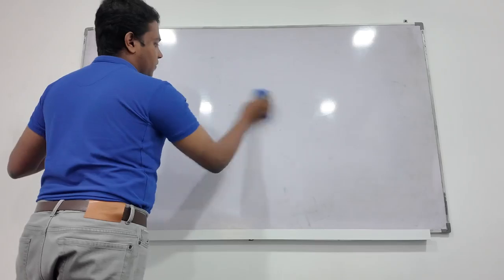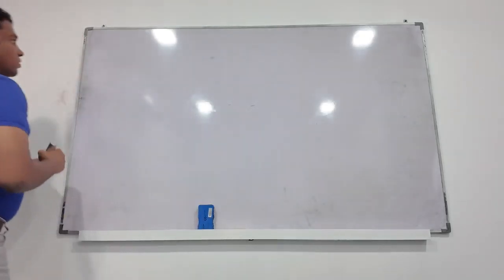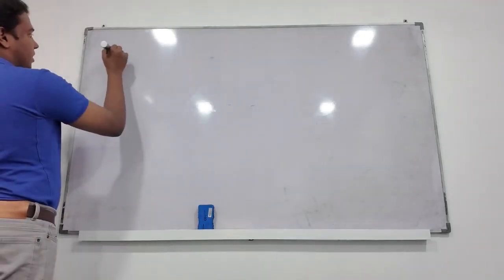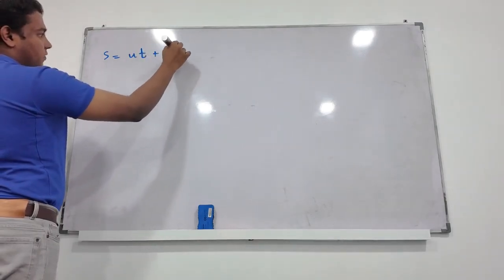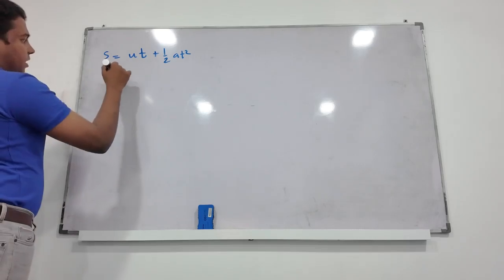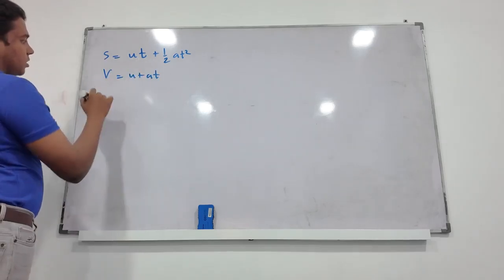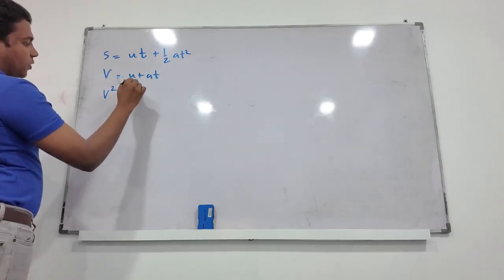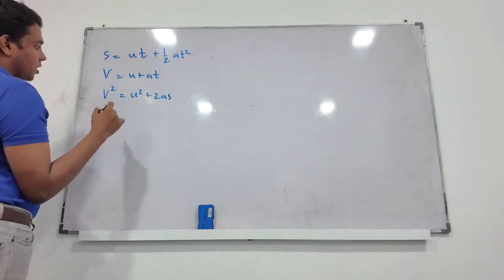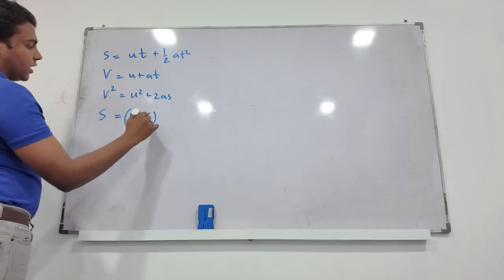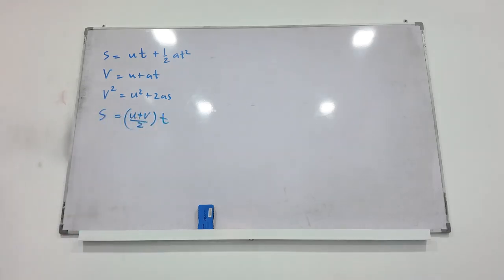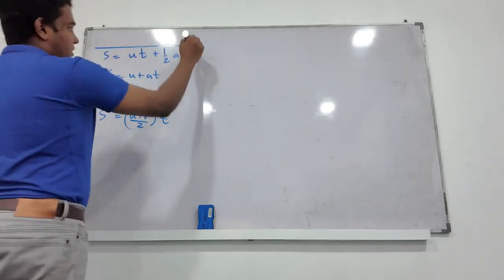There are 4 equations of motion. I'll just write down the equations of motion here. S equals ut plus half at squared, that is 1. Then V equals u plus at. Then V squared equals u squared plus 2as. What's the last one? S equals u plus v over 2 into t. Some say half times u plus v into t. Same thing. These are the 4 equations of motion.